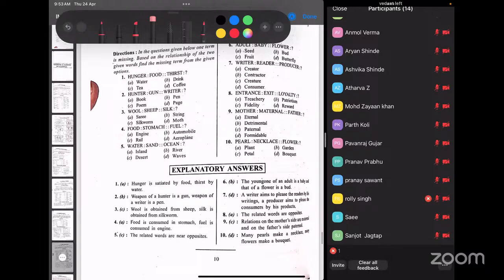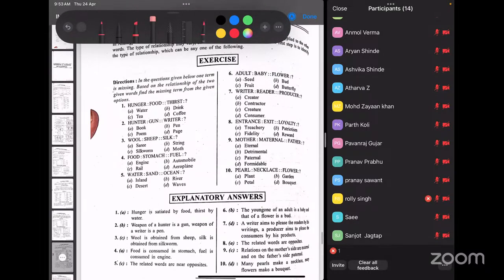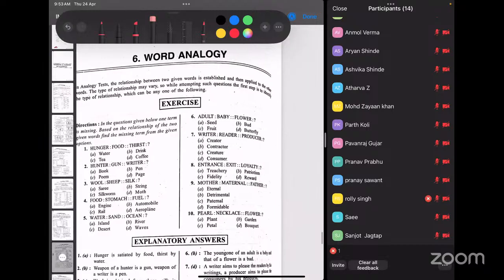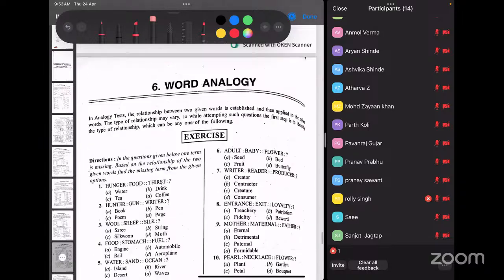Fifth is sea. The related words are nearly opposites. Water, sand, then ocean, desert. Next, adult, baby, flower, bird? Yes, it must be bird. Let me check. Yes, sixth is B.